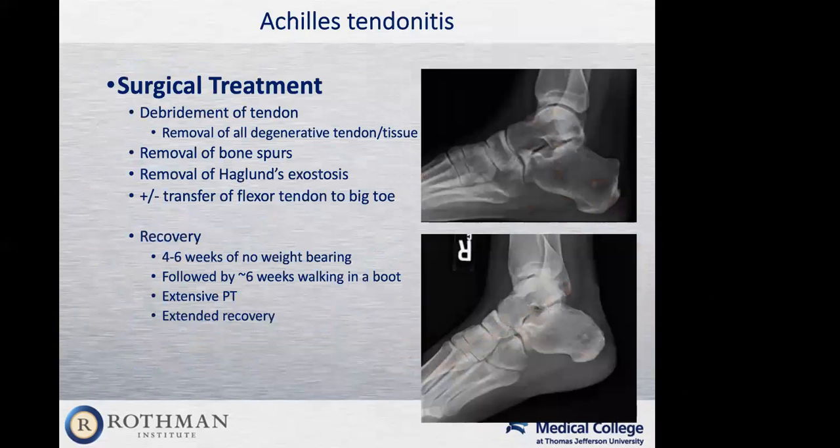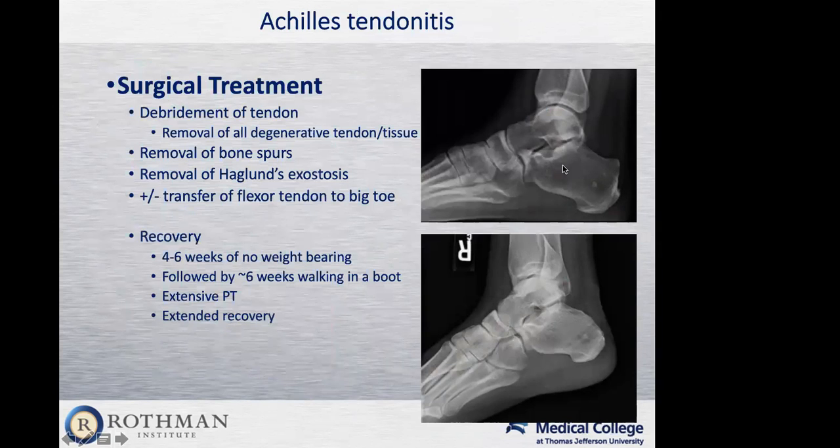In terms of surgical treatment, this is generally reserved for a patient who has failed everything we can offer from a non-surgical standpoint. What we do is we make an incision on the back of the leg, and we basically cut away all the diseased portion of the tendon. We remove any bone spurs, and we also shave down that prominent Haglund's deformity that I talked about earlier.